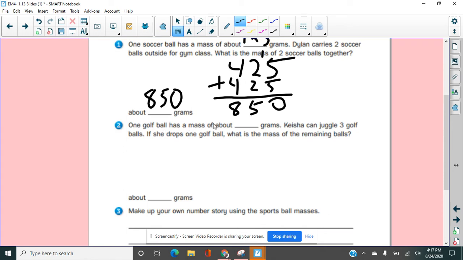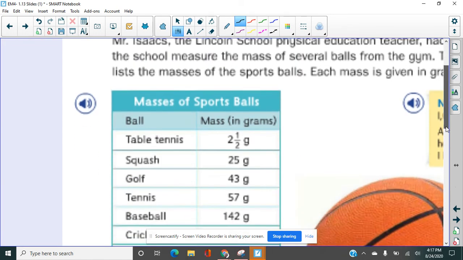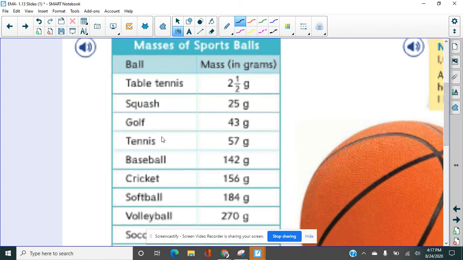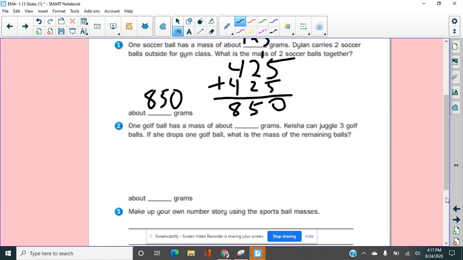One golf ball has a mass of about, let's look, there it is, 43 grams. We're going to write that here, 43. Keisha can juggle 3 golf balls. If she drops one golf ball, what is the mass of the remaining balls? So, first question is, well, if she drops one golf ball, how many golf balls does she still have in her hands?